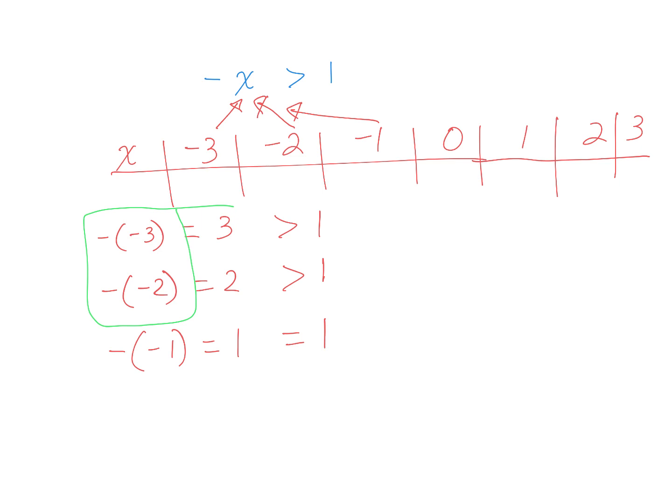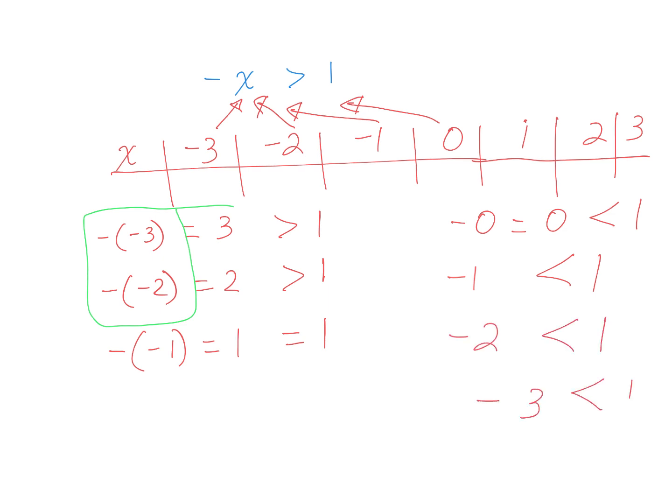Now let's keep going on. If I put 0, what do I get? I'll get -0, or 0. Is this greater than 1? This is actually less than 1. Then if I put 1, I get -1. Again, less than 1. Then I get -2, again less than 1. -3, again less than 1.